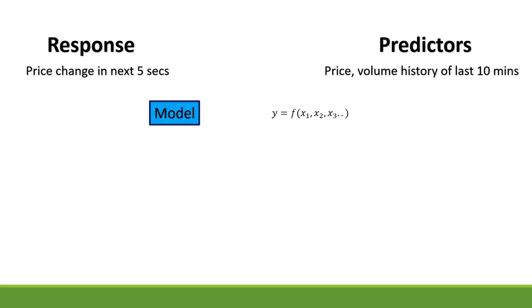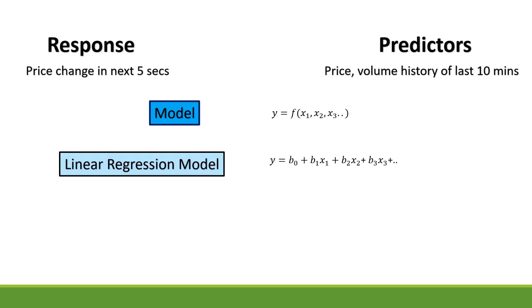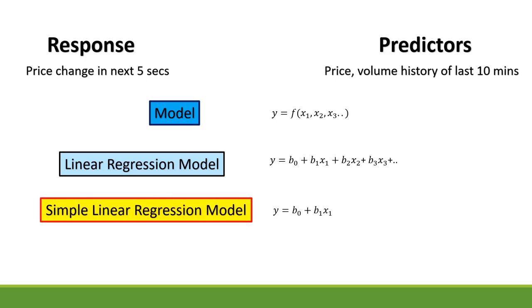The most widely used equation for this is a linear regression model. We use this model to estimate the response variable, which is also called prediction. In this video, we will discuss a linear model in its simplest version, the simple linear regression model, in which there is only one predictor.